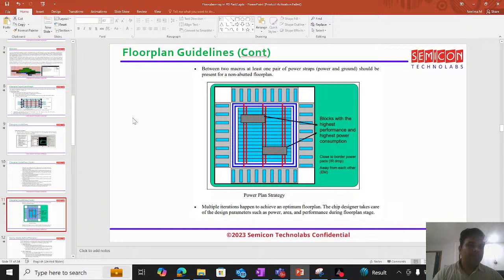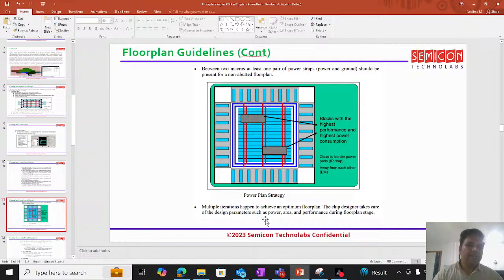Now floor plan guidelines, again a continuation. Between two macros, at least one pair of power stripes should be present for a non-abutted floor plan. We need to make sure that between macro to macro, at least two stripes are coming: one is VDD, one is VSS, or I would say one pair of stripes, that is VDD and VSS. If the stripe itself is not coming in the RAM channel, then it becomes difficult to supply power and ground to the cells present in the RAM channel.